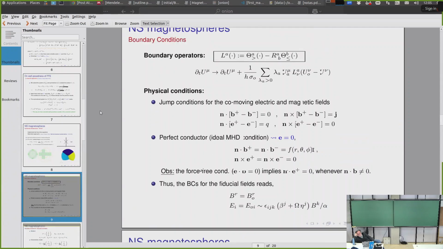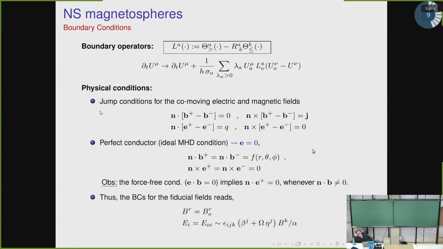Sorry, I forgot to present. So physically, these are the kinds of conditions we want to impose, and for this we will rely, as I mentioned, on the penalty technique, proposing these boundary operators that combine the different outgoing modes to prescribe the incoming modes. In the end, when you go to the fiducial observer, not the co-moving observer, you have this kind of boundary conditions. So these are the components you want to enforce.